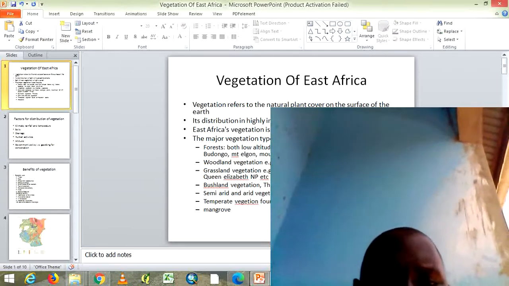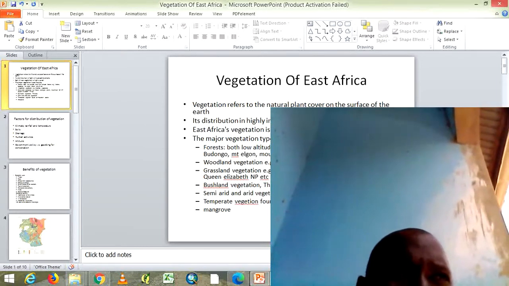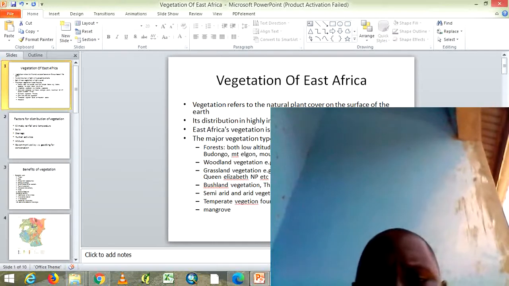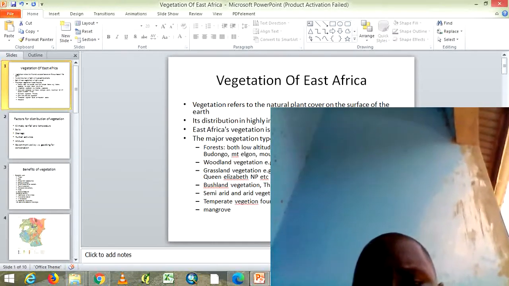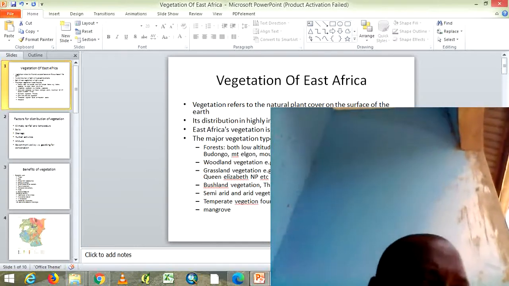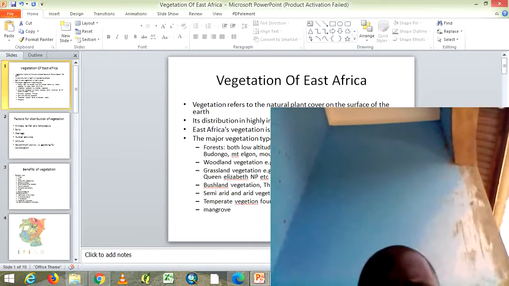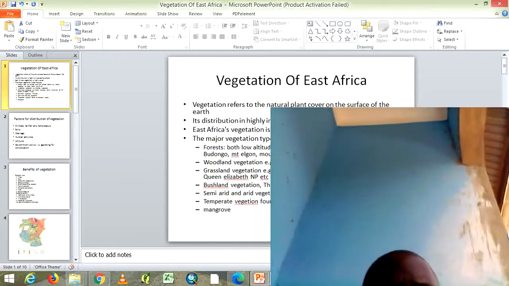Then we have the grassland vegetation. For example, we talk about Maasai land, which is typically grassland. We have the Serengeti Plains, the Murchison Falls National Park of Uganda, Queen Elizabeth National Park, and the greater part of the East African plateau is made up of grassland vegetation.